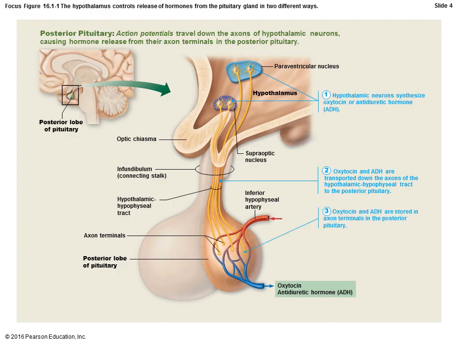So you can see that they're transported down and then stored in the pituitary. And that's where some people get confused. They want to say that these two hormones are produced in the posterior pituitary. No, they're only stored there. They're actually produced in the hypothalamus.